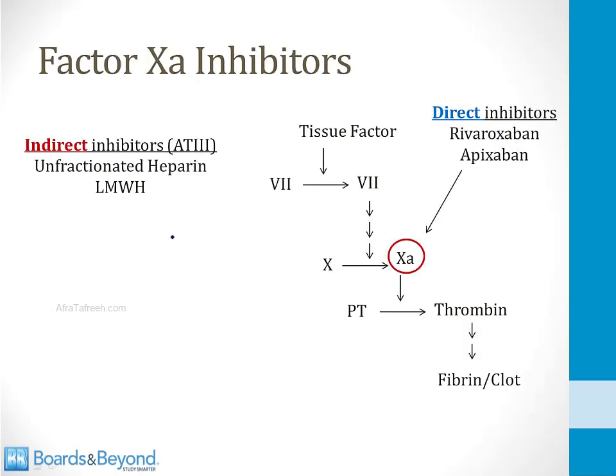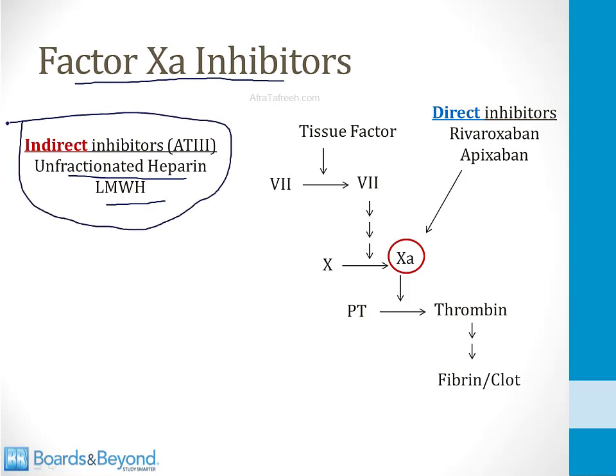Our next class of anticoagulants is the factor Xa inhibitors. So you should know that unfractionated heparin and low molecular weight heparin are sometimes called indirect factor Xa inhibitors. That's because they do inhibit factor Xa, but they work through antithrombin 3. The direct factor Xa inhibitors are rivaroxaban and apixaban, and they directly inhibit Xa. Xa is an enzyme that converts prothrombin to thrombin, and these drugs are basically enzyme inhibitors.